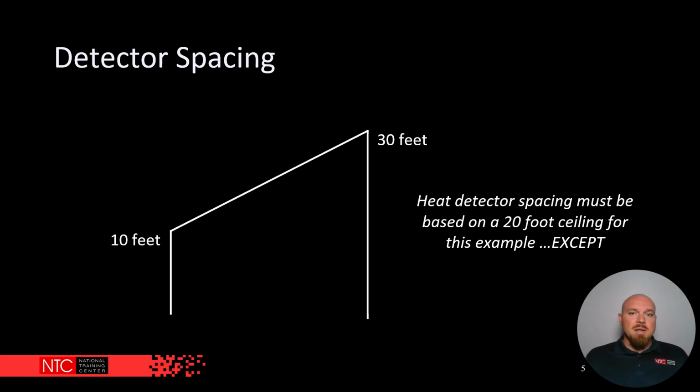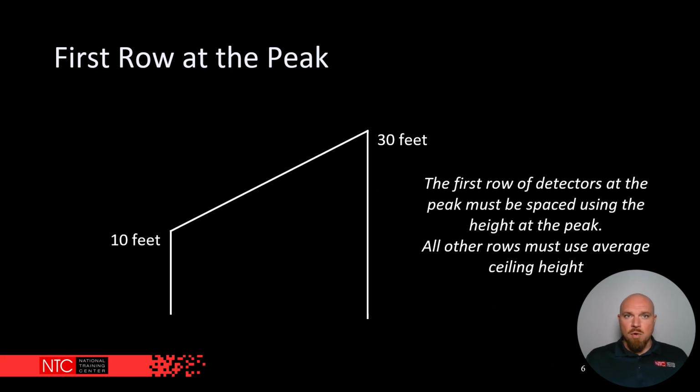With that in mind, the heat detector spacing can be based off of the 20-foot average, with the exception of that very first row. Very first row has to be within 3 feet of the peak. All other rows are going to use the average ceiling height to determine the spacing.